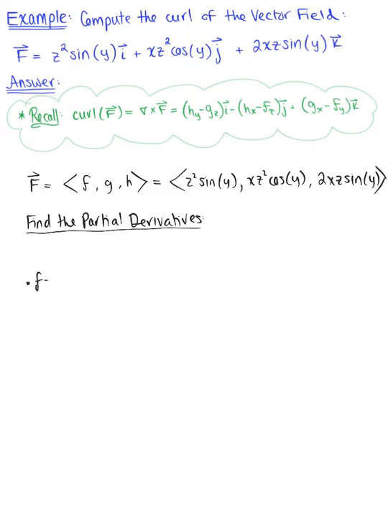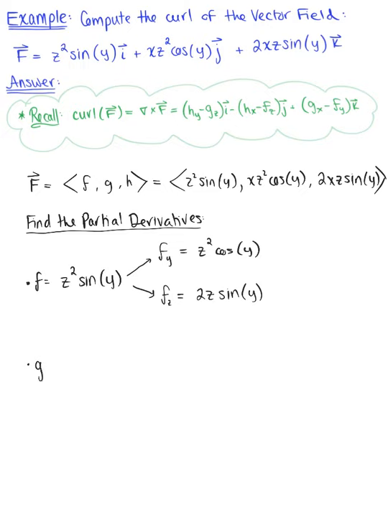First things first, we have our F component, again, which is z squared times sine of y. We want to use this to find the partial derivative of f with respect to y and the partial derivative of f with respect to z. The partial derivative of the f component with respect to y is going to leave us with z squared times cosine of y. The partial derivative of the f component with respect to z leaves us with 2z times sine of y.